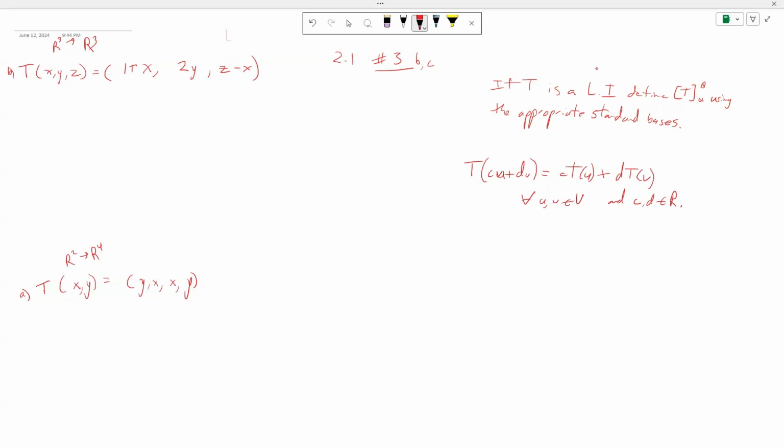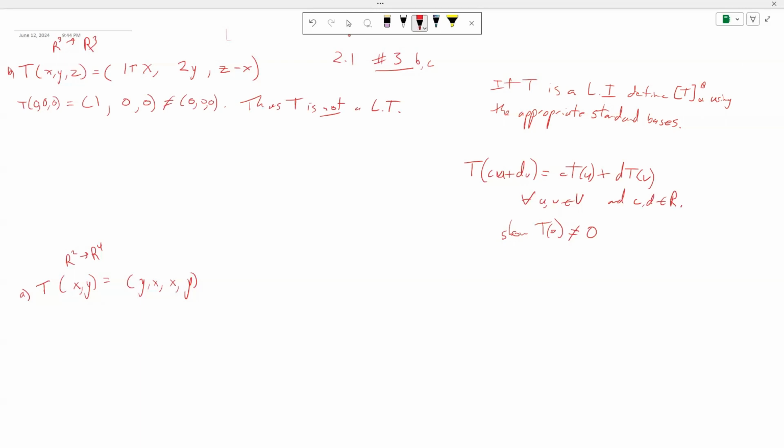And a classic way to show something isn't a linear transformation is to show that T of 0 does not equal the 0 vector. And here, if we look at T of 0, 0, 0, this equals 1, 0, 0, which does not equal 0, 0, 0. Thus, T is not a linear transformation.